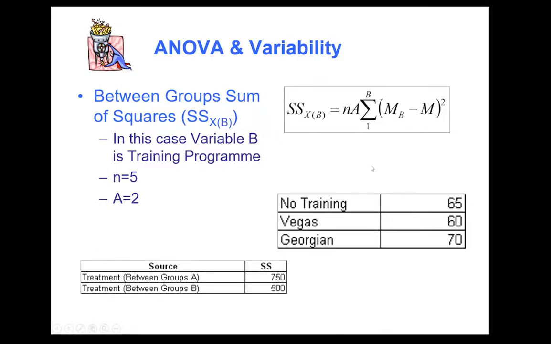That's that calculation. Then I have to do the calculation now for the main effect for training type. So 65 minus 65 is 0. 60 minus 65 is minus 5, squared is 25. 70 minus 65 is 5, and 5 squared is 25. So 0 plus 25 plus 25 is 50. 50 times 2 is 100. 100 times 5 is 500. There's my sum of squares for the effect for training type.